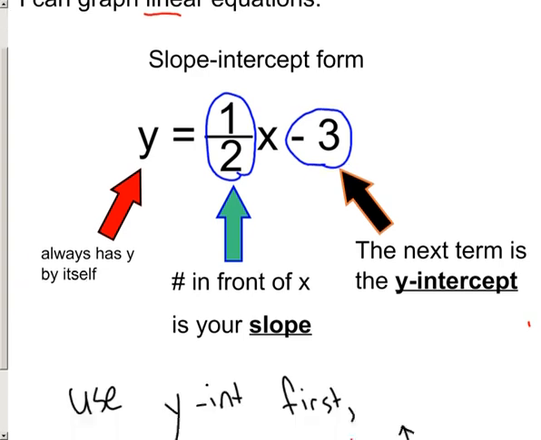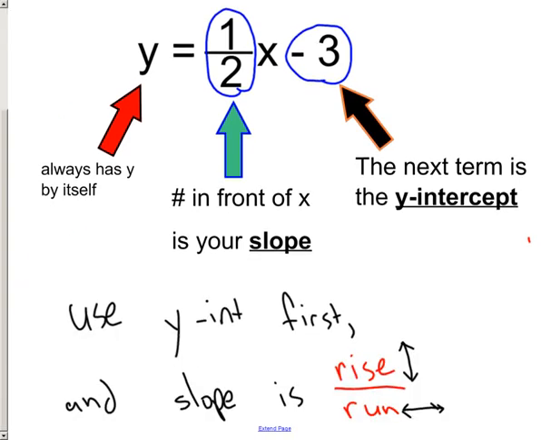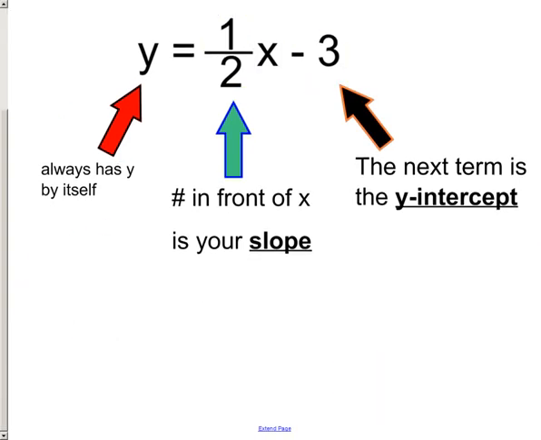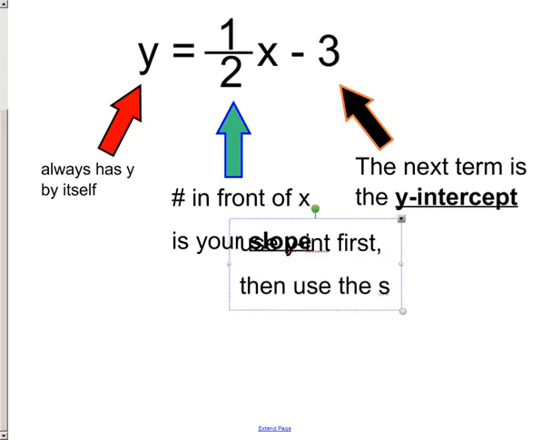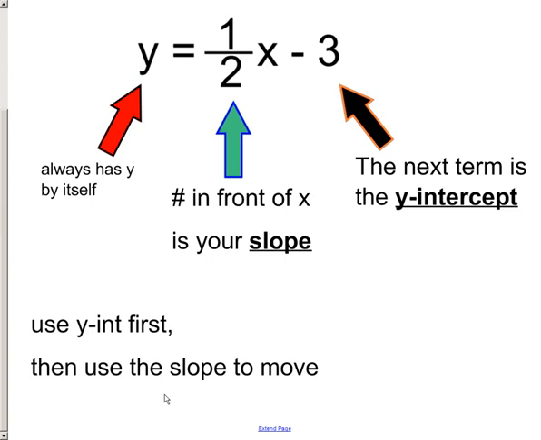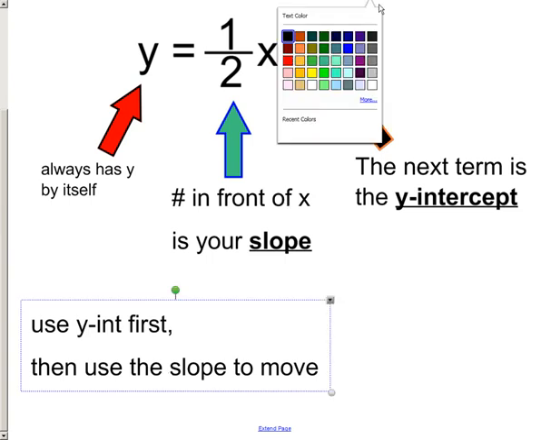Now, the next thing I want you to put into your notes, let me actually go through and type it up so it's a little bit clearer. I just want these in the notes so it'll make more sense. Use the y-intercept first, then use the slope to move. So we'll put that right there. Okay, let me change the color there. Let me make that a nice blue.